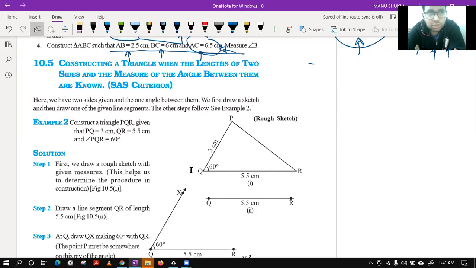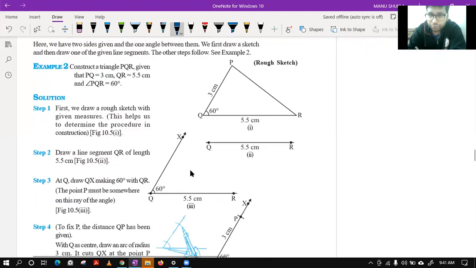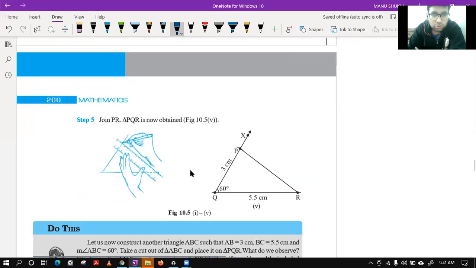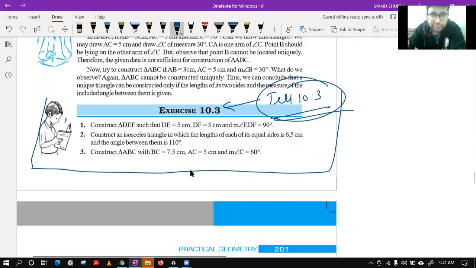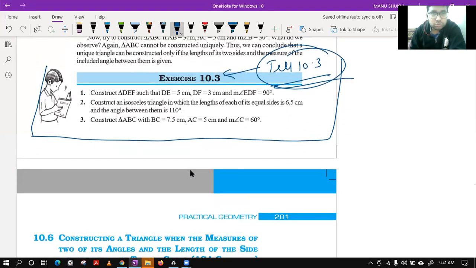Okay, construction of a triangle when the length of two sides and the angle between them is given. That is, the side angle side criteria is used. If SAS is given to you, then also you can make a triangle. Let's see how. For that also, let me take one question for you. Suppose I try question number 1.